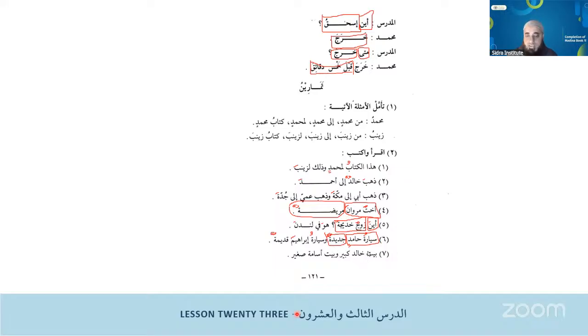بيت خالد كبير. So Khalid's house is big. بيت خالد كبير. وبيت أسامة صغير. And Usama's house is small. So notice here, the غير منصرف word is Usama. Why is Usama غير منصرف? It's مؤنث بالتاء. It's got تاء مربوطة. It's feminine and also it's a proper noun. So alam. So that's the two causes for it to be غير منصرف.